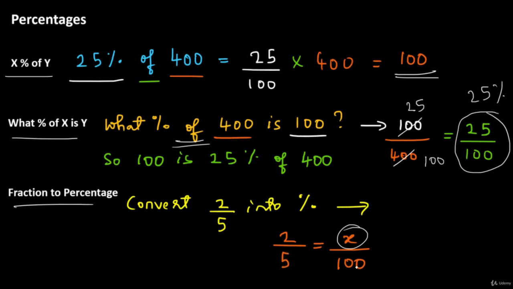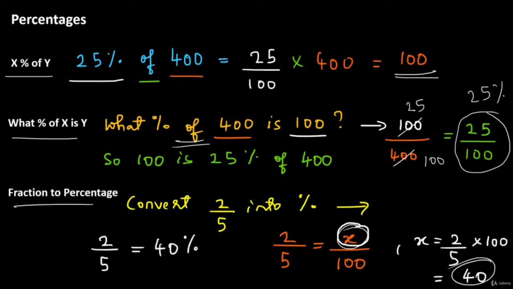And you get 2 by 5 into 100 is equal to x, or you can think of it as multiplying the left hand side and the right hand side with 100, right? So you get x is equal to 2 by 5 into 100, which is equal to 40, right? Therefore 2 by 5 is equal to 40%.